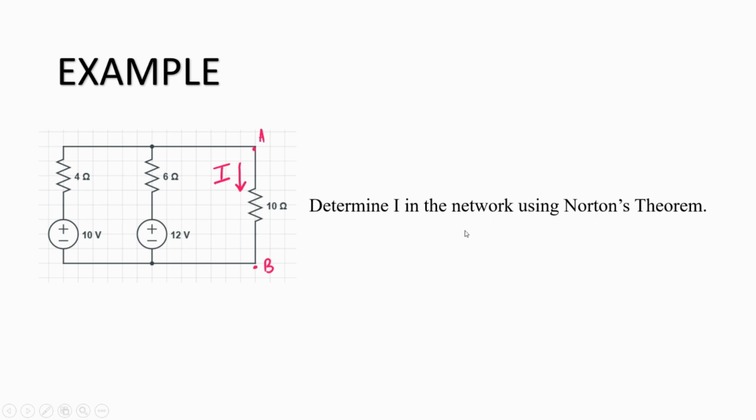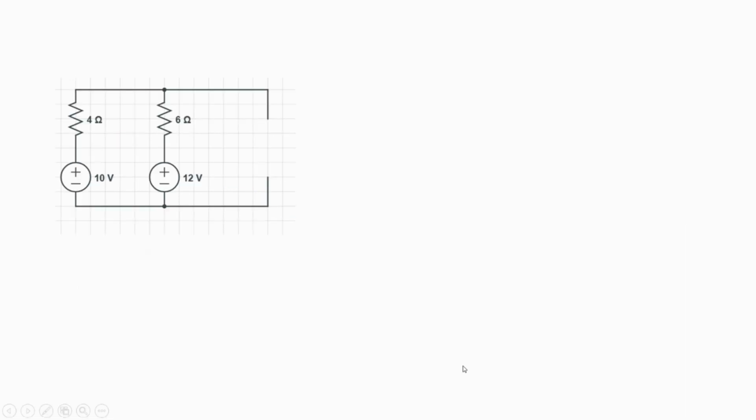Let us now look at an example where we try to obtain the Norton's equivalent circuit and compute the load current I through the 10 ohm resistor. This is the same example that we took to apply Thevenin's theorem. So let's begin. The first step is to identify the output terminals. These were the output terminals and the 10 ohm resistor was connected across it. I have removed it now and I have to short it.